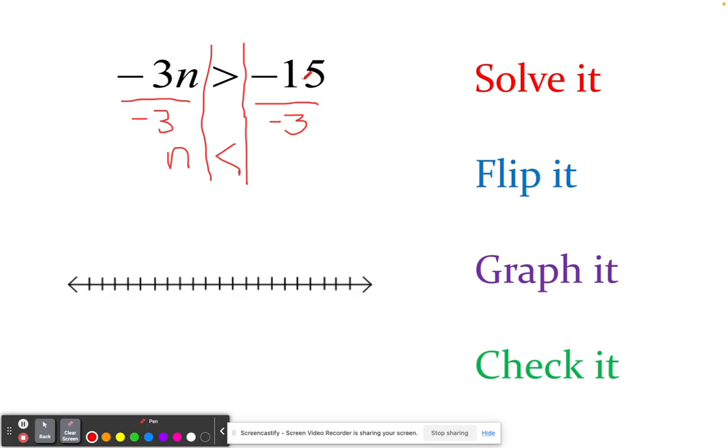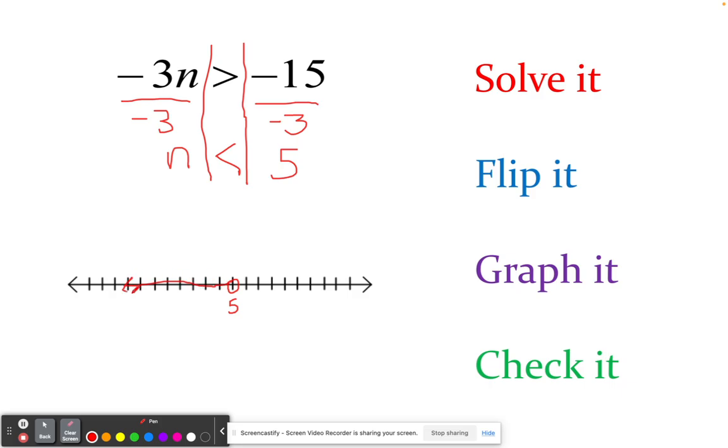Negative 15 divided by negative 3 is positive 5. So when you send home your best friend with their bad attitude, when you multiply or divide by a negative number, they're going to flip out. Let's graph it and check it. Again, I'm going to just grab a random point down here. I'm going to call this 5. It's going to be an open circle because it's not or equal to. And it's going to be all my numbers that go this direction.